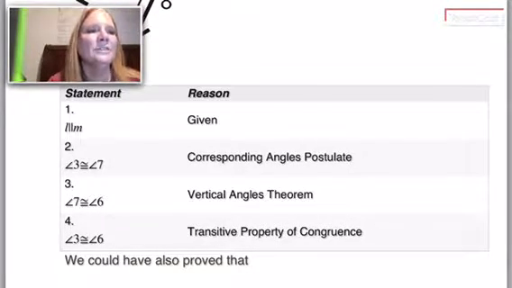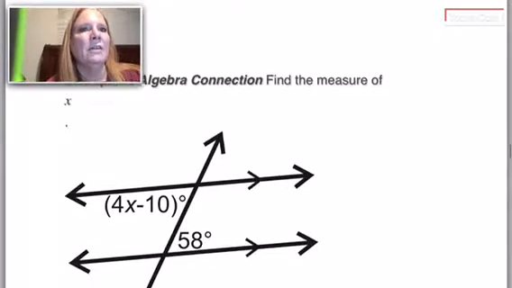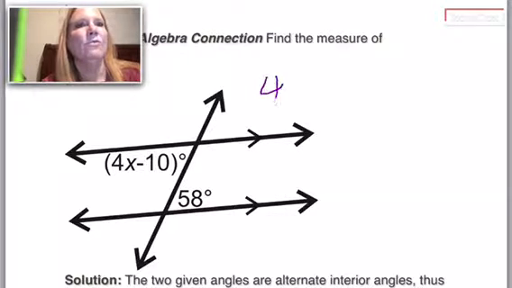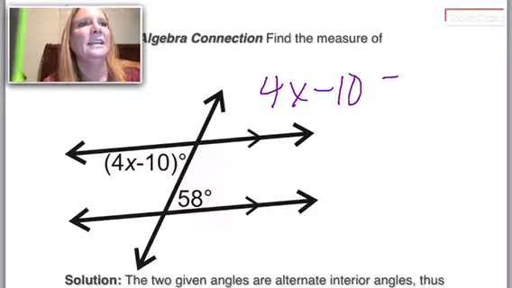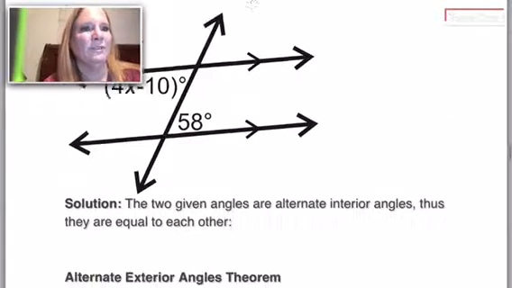You're going to be asked to try and do some proofs in the practices. Just try your best. I know they're tricky and we can go over them, but see if you can fill in the missing ones. Okay, now we have our algebra connection. We have two angles. We know that they are alternate interior angles, so we can just simply set 4x minus 10 equal to 58 degrees. I'm kind of running out of time, so let me scroll down.